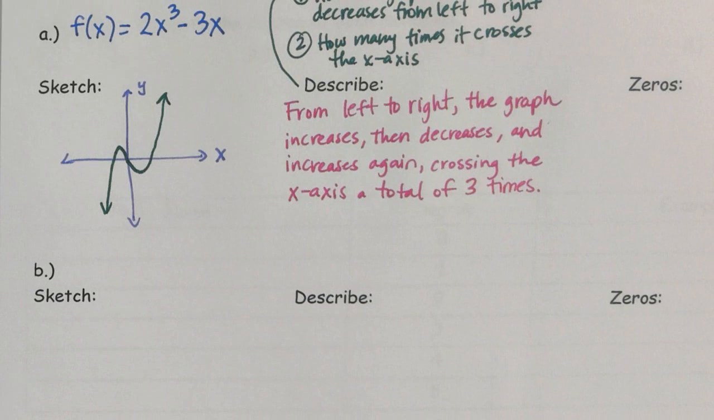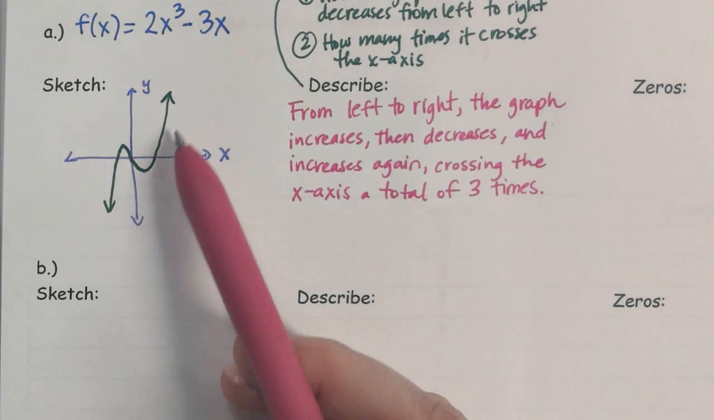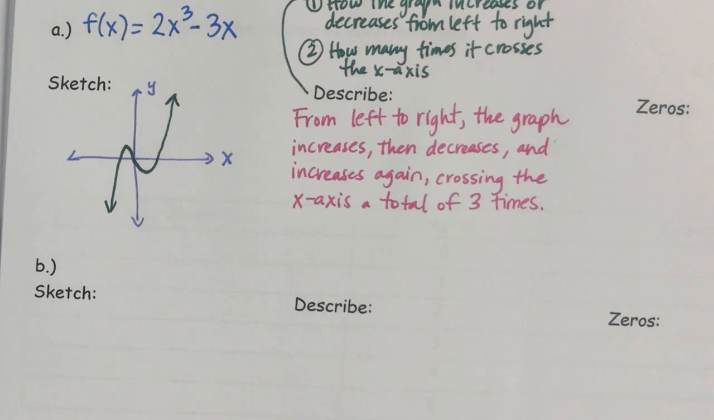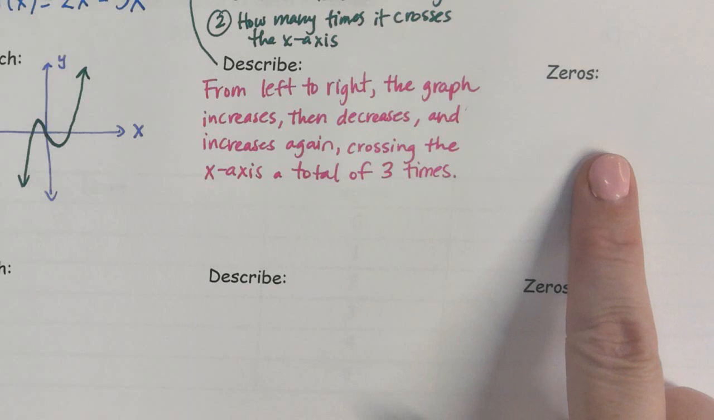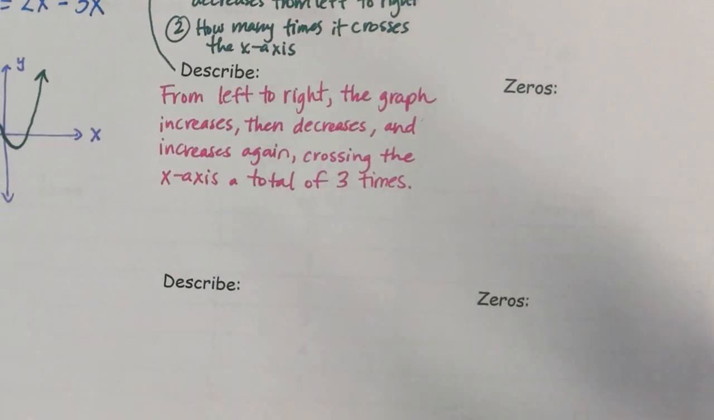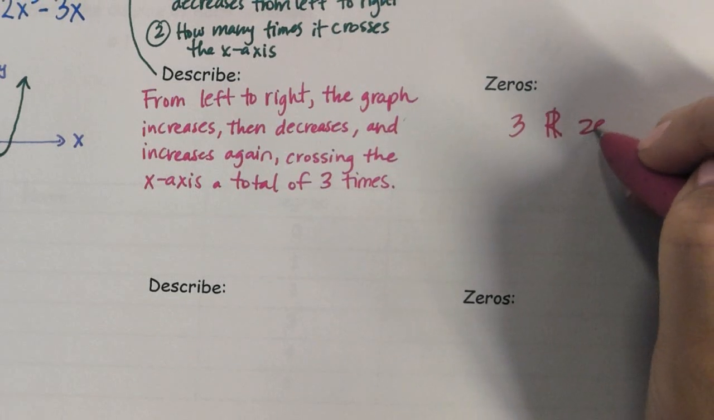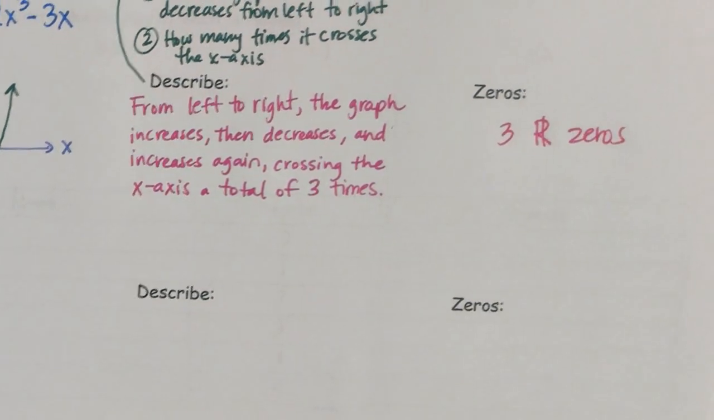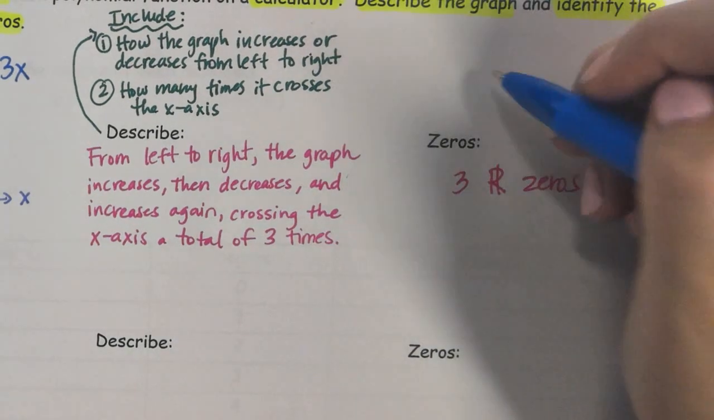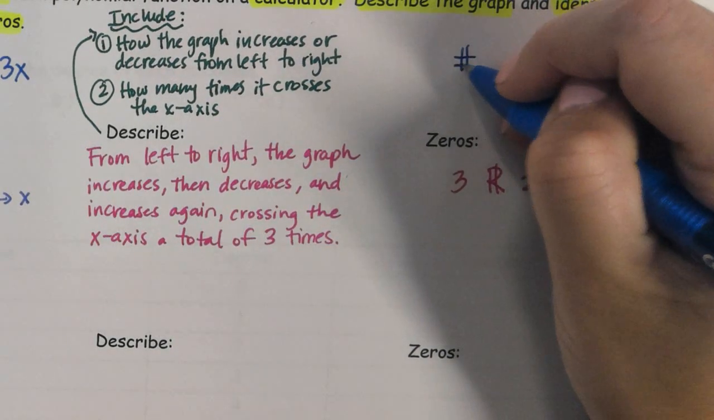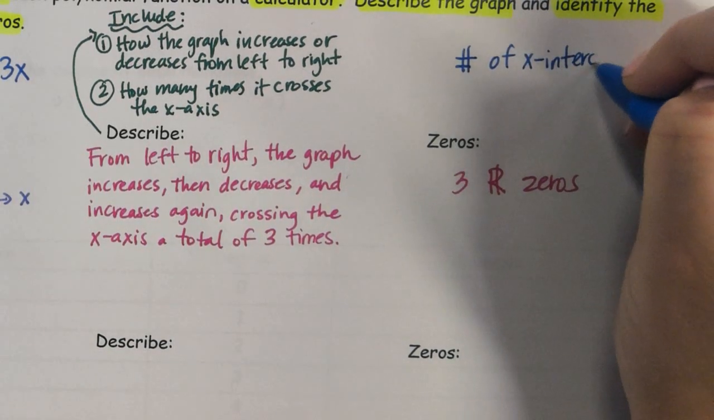Okay, so from left to right, the graph increases, then decreases, and increases again, crossing the x-axis a total of 3 times. Okay, which means how many zeros are there? 3 real zeros. So just make sure that you identify that they're 3 real zeros. Okay, and I know that we've already said this, but just to be very clear, the zeros are the number of x-intercepts.